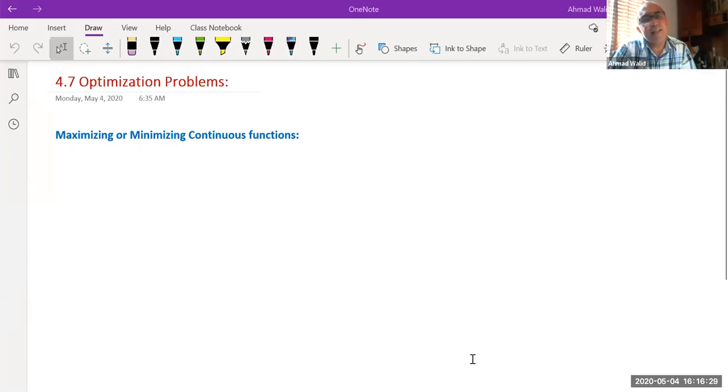4.7, we are discussing today optimization problems. What does it mean? Optimization problems means maximizing or minimizing a continuous function. You see, even you don't have this topic in your book, but I put it in blue for you here, that optimization means maximizing a function, a continuous function, or minimizing a continuous function. What does it mean in real life? Today, I'm dealing with all word problems, applications.